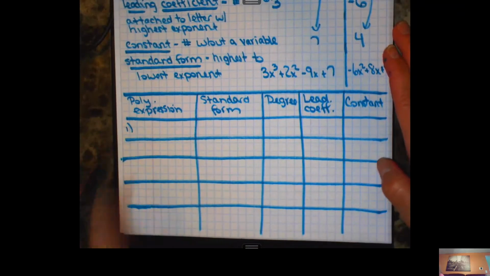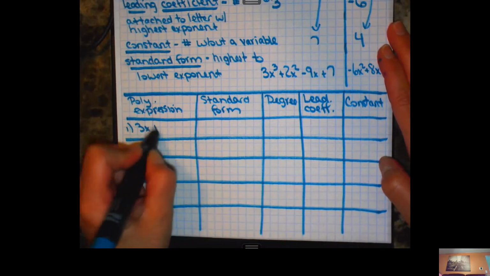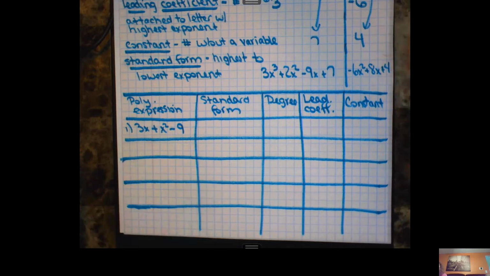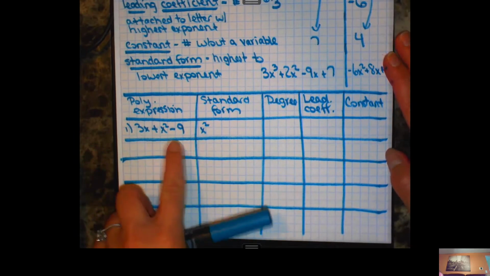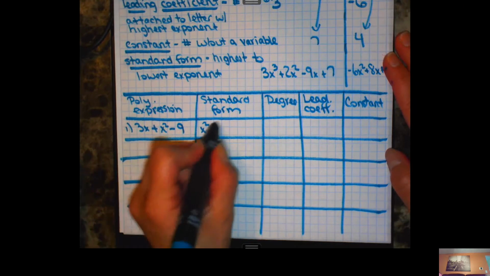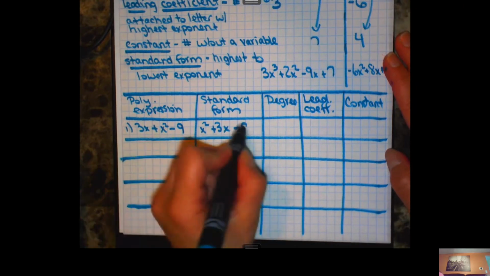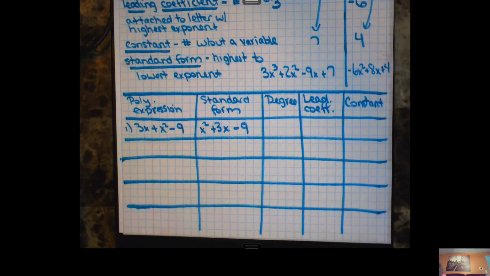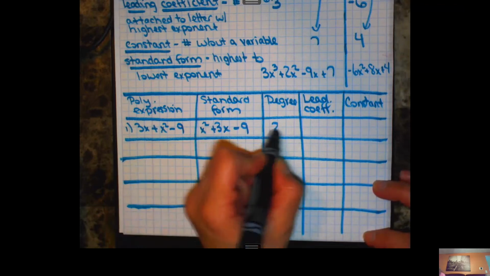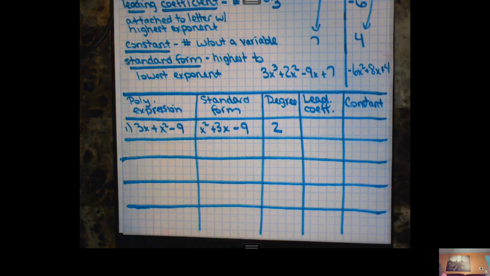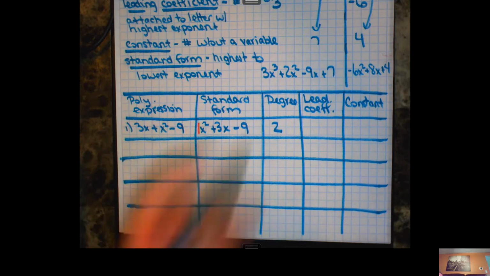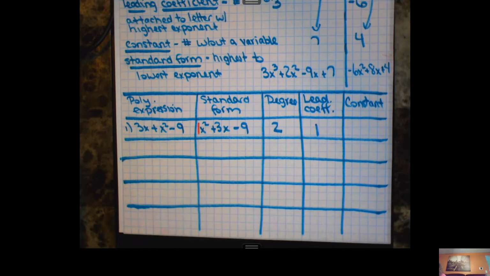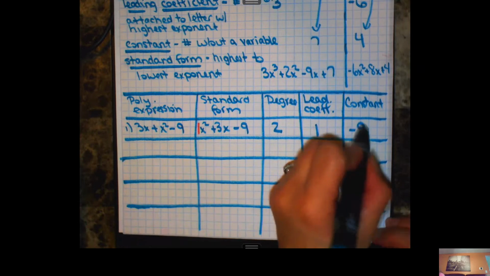So number 1, can you write 3x plus x squared minus 9? Standard form means highest to lowest exponent. So the highest exponent is x squared. This is a power of 1, so that comes next, so plus 3x. And then we have our number at the end, so minus 9. Our degree is the highest exponent, that is our 2, so our degree is 2. Our leading coefficient is the number in front of that exponent. There's no number there, so it's an imaginary 1, so our leading coefficient is 1. Our constant is the number without the letter, that would be negative 9.